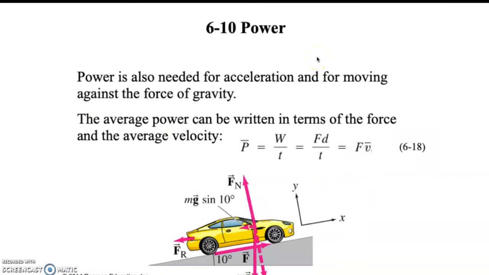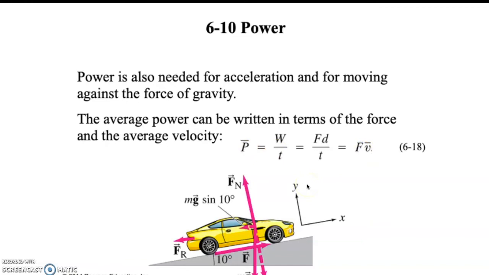So power is also needed for acceleration and for moving against the force of gravity. So we can take power and we can manipulate the equation. So let's take a look at power is work divided by time. Work is force times distance over time. Distance over time is velocity. So force times average velocity gives us average power.